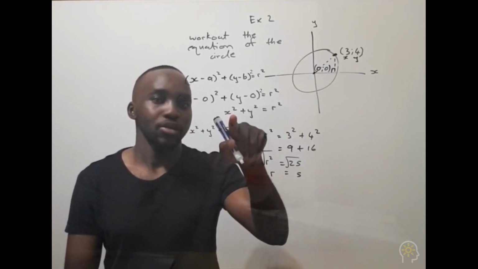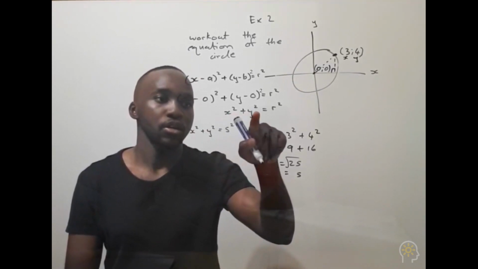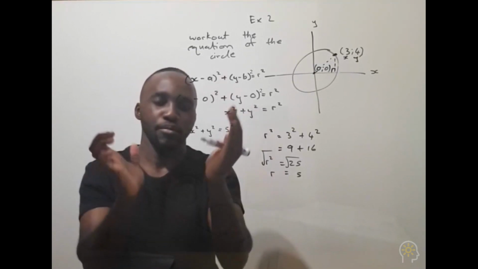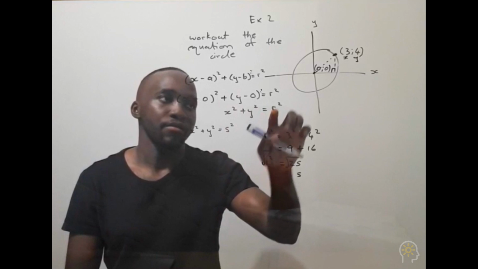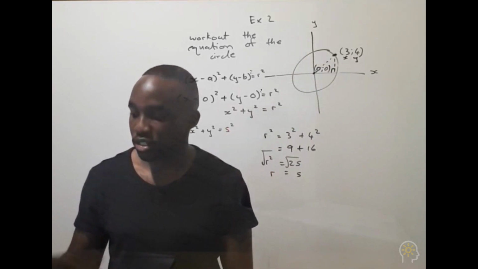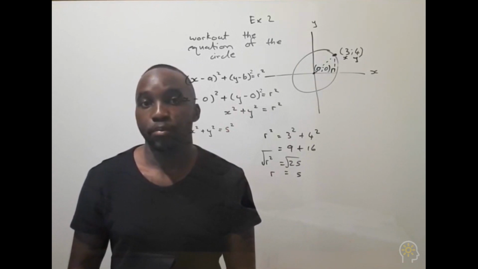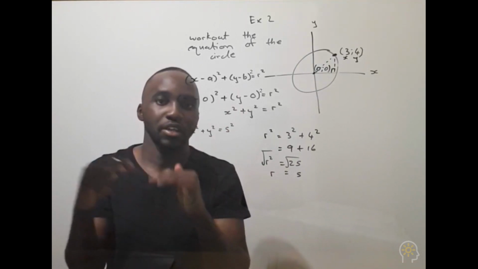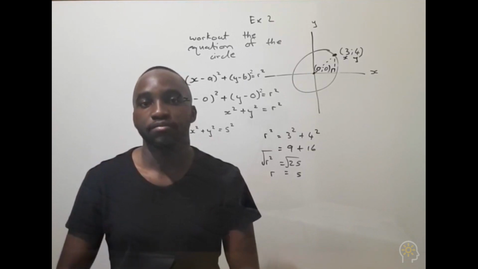So we know that the x value of our center is 0, and then the y value of our center is also 0, hence why there is no bracket or anything. And then our r value, which is the radius, we also have gotten that to be 5. So this is again another basic example, but we're just going to carry on and do another one that's slightly more challenging.